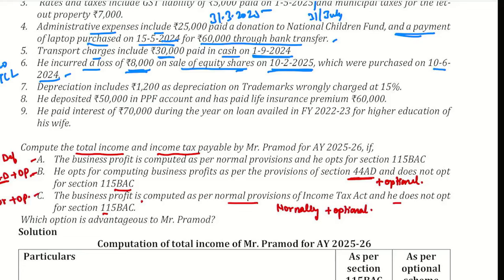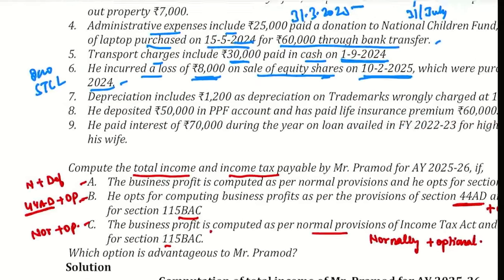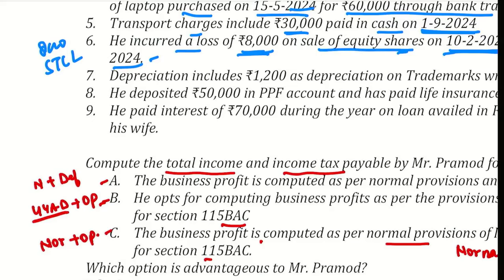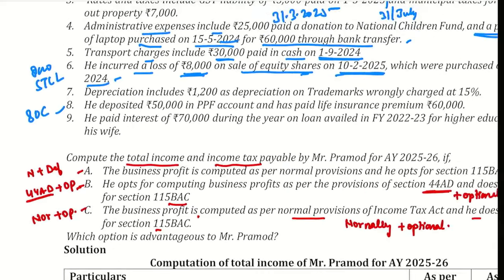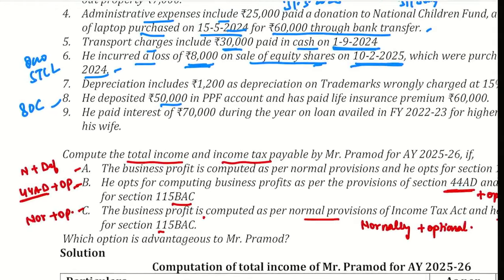Now, he deposited 50,000 in PPF account and has paid a life insurance premium of 60,000 rupees. So this is 80C. In the optional regime, we will get 80C. So 80G is also there, 80C is also there. PPF is 80C. Life insurance premium is also 80C.